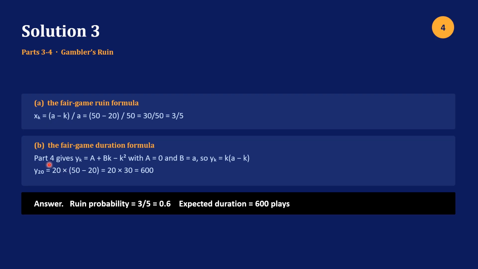And then from part 4, we have the formula for the duration. It's given by this here, where capital A equals 0 and B equals A, so it's this formula. And we have K and A, so we just plug those in, and we have 600. So the probability of ruin is 3/5, and the expected duration is 600 plays.